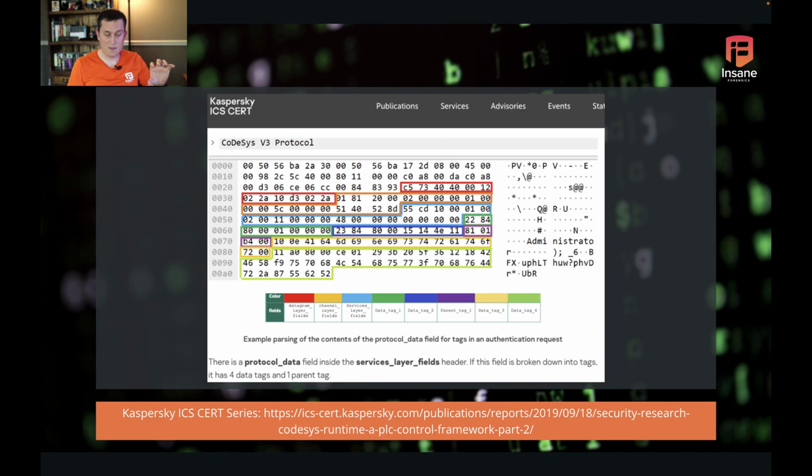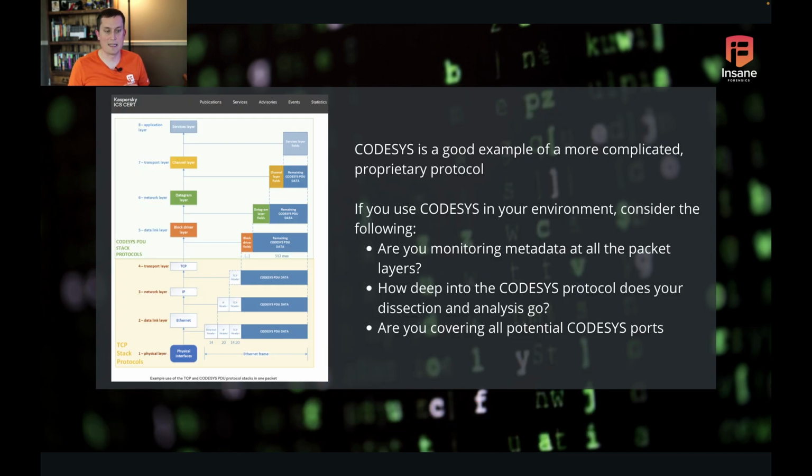And you can see on this screen here, you have that red layer, which is the datagram fields. You have the orange, which is your channel layer. And you can see each of those layers when you look at it dissected out in Kaspersky's screenshots. If you implement your dissector, if you look at the bytes on the wire, this is the approach you'll need to take for CODESYS to get down there. But once you get down there, we see the authentication request, and specifically in this case by administrator.